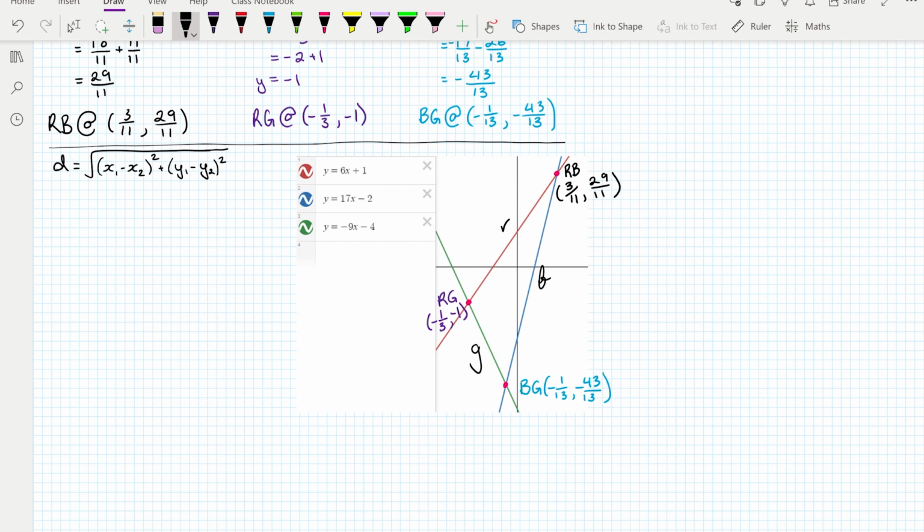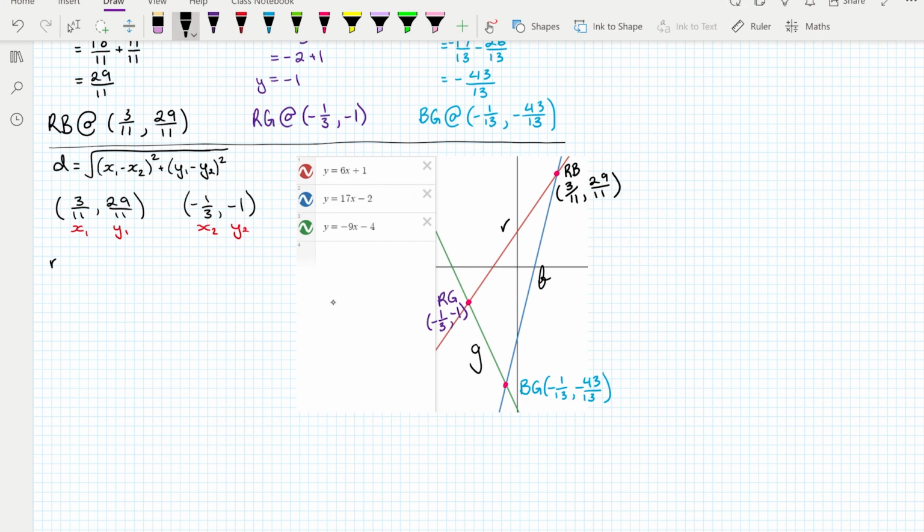So for each, we've got our two coordinates. We've got 3 over 11 and 29 over 11, and our second coordinate for the red line is negative 1 over 3 and negative 1. We'll call this x1, this y1, this x2, and this y2. One of them is our first coordinate, one of them is our second, and it doesn't matter which is which. You can do them in whichever order you'd like, as long as you're subtracting the x values and subtracting the y values and making sure you square both of them.